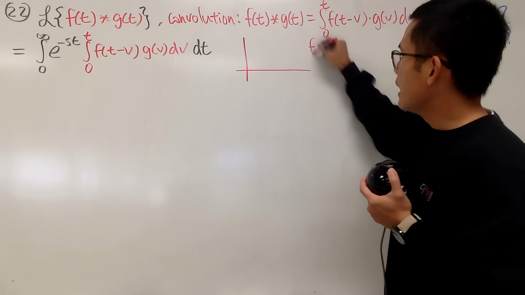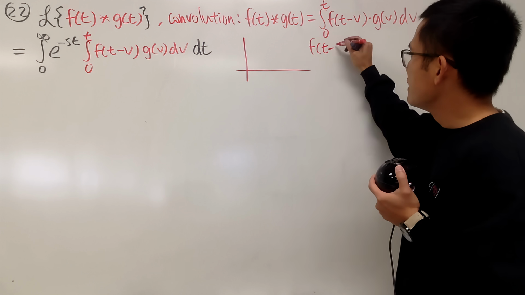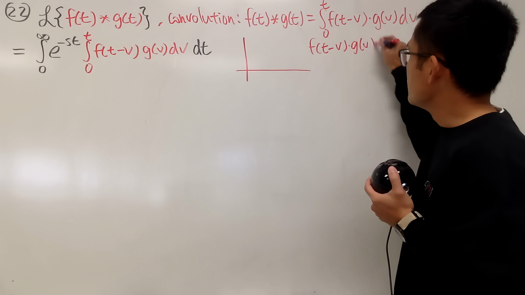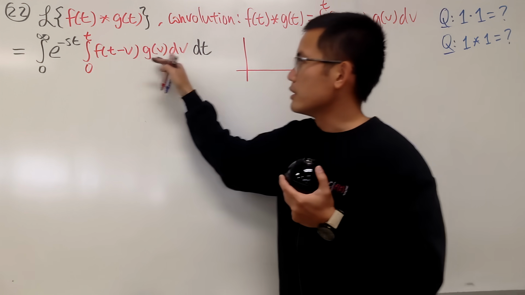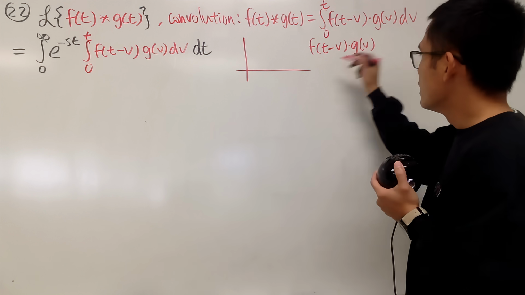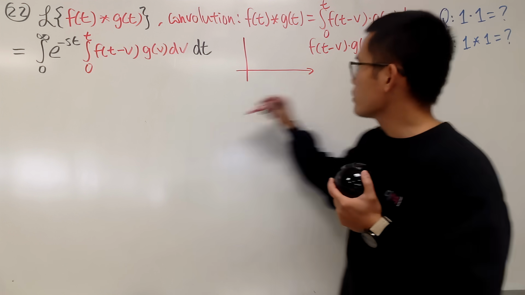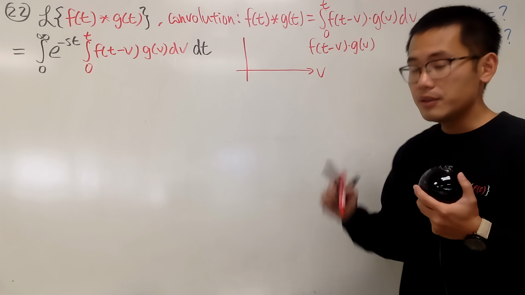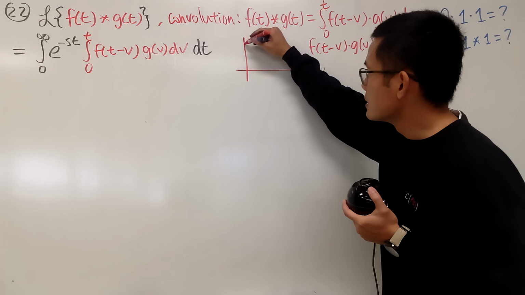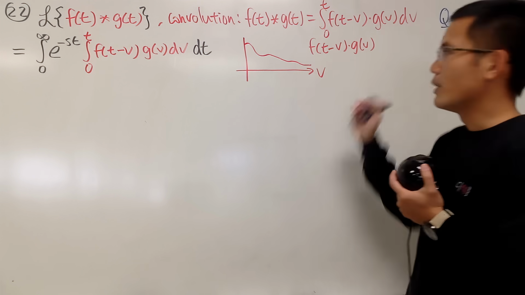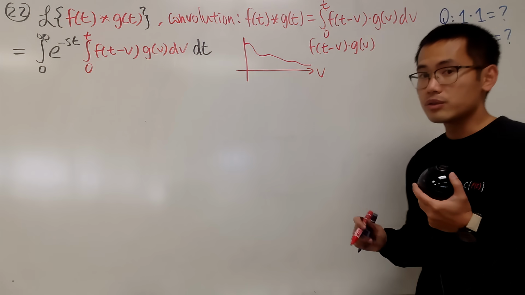Suppose here we have f of t minus phi times g of phi. This is our function in red, and remember, we are in the phi world, so phi is the variable. I don't know how it looks, let me just give you a sketch. Maybe it looks like this. I have no idea, really. So let's say this is how the function looks.